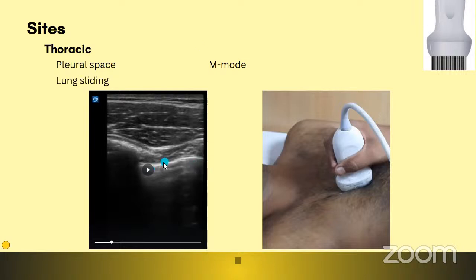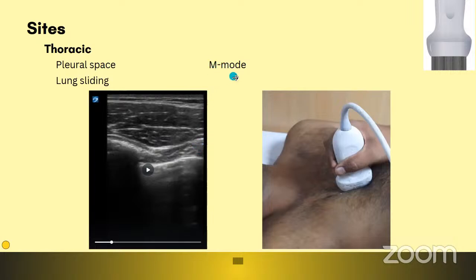So this is the pleural space. Since there's no fluid or air right now, the parietal pleura and the visceral pleura are opposed to each other. Good. And we just saw lung sliding, as we saw with the ants on the log.